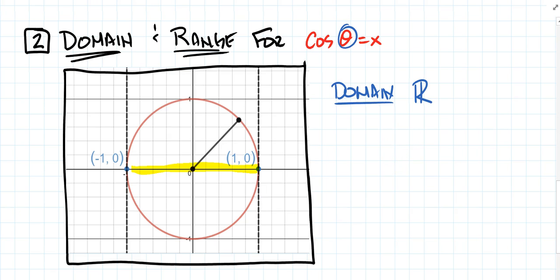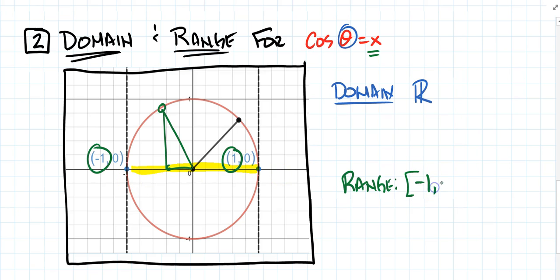The range are going to be the outputs. Since the cosine function deals only with the x's, if I take a look at only the x values here, you can see that no matter what triangle I drew, the x coordinate would be trapped between -1 and 1. So again, the range is trapped between -1 and 1, just like it was for the sine function, but the domain is all real numbers. So the domain for cosine is all real angles you can think of, and the range is trapped between -1 and 1, including -1 and 1.